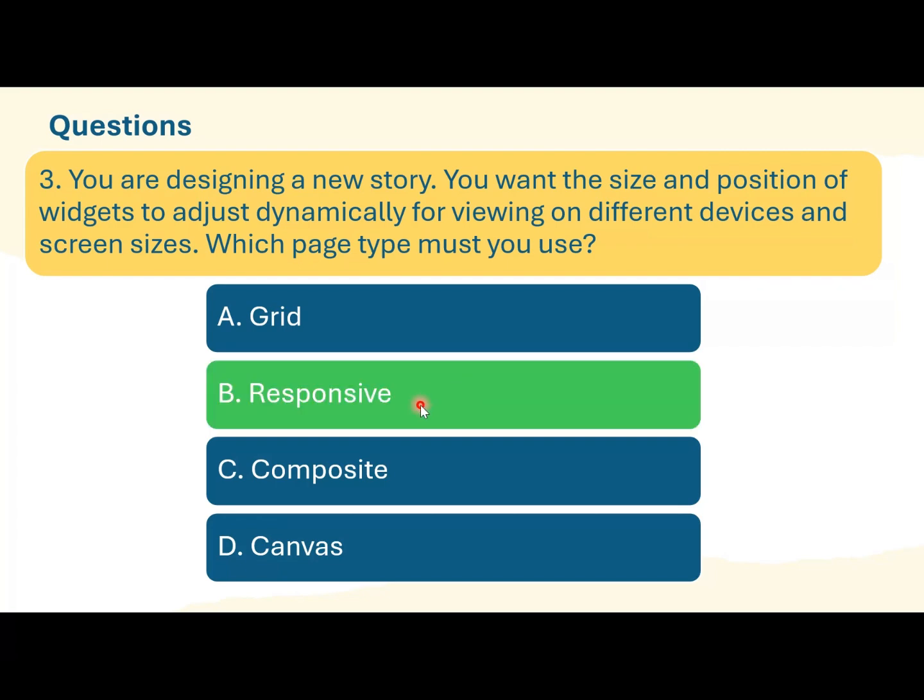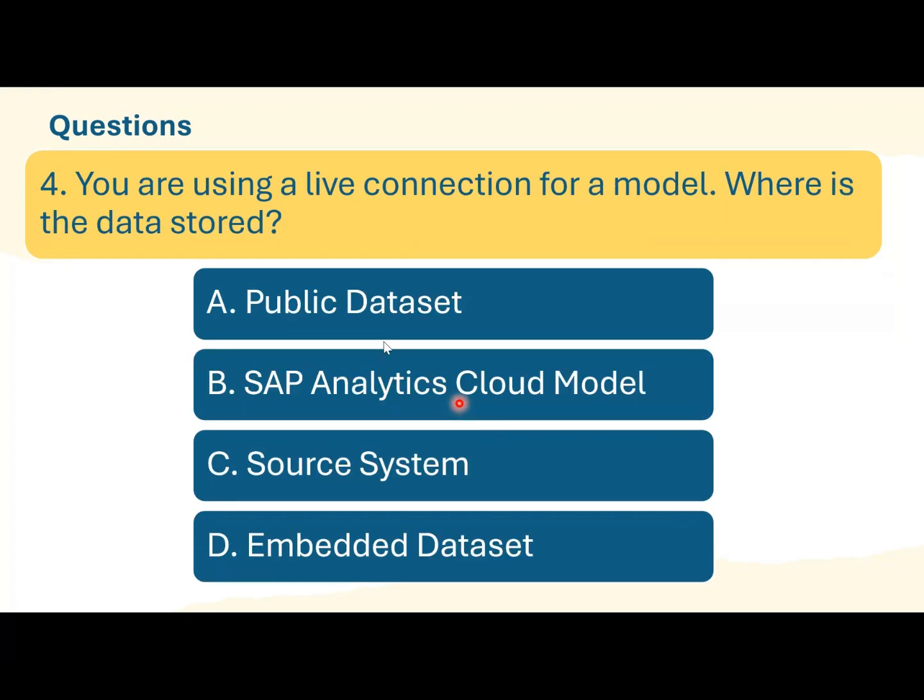Okay. Next question was, you are using a live connection for a model where the data is stored. So as I said, in case of live connection, the data is extracted in the runtime. That means it is not stored in SAC, but it is stored in the source system. So the correct answer is source system.